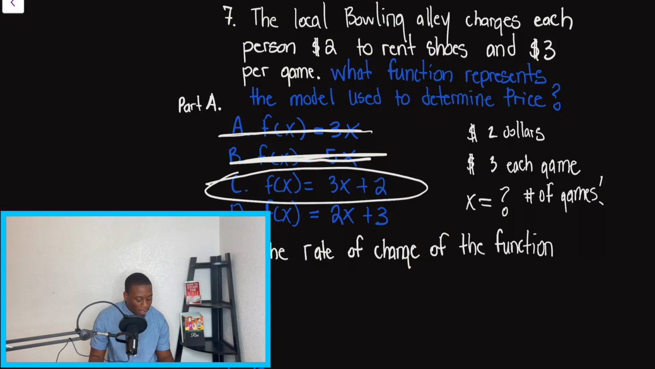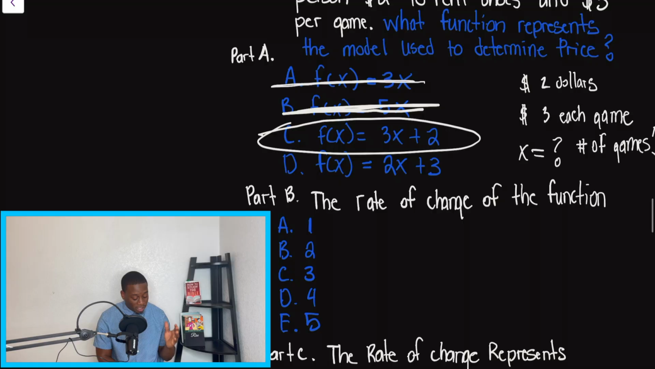The reason why is, like I said, what's going to change is the amount of games, right? And each game is worth $3. So that's why our variable will be attached to 3. And after we pay the price per games played, we're just going to pay a one-time fee of $2 for the shoe. All right. Hopefully I didn't confuse you guys, but that was more of understanding the concept than really math. All right. So in this problem, our answer choice should be C.